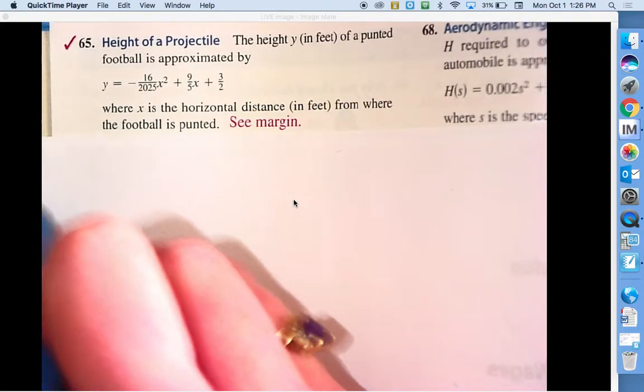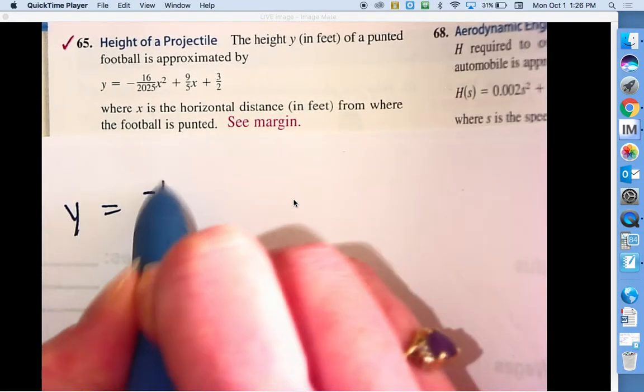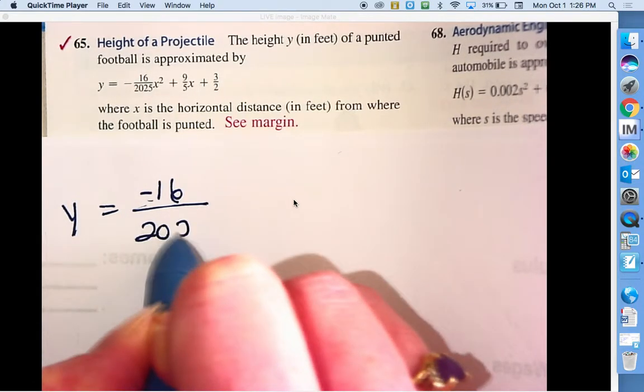So for part B, Brandon, I'm using your fancy pen. I do like it a lot.